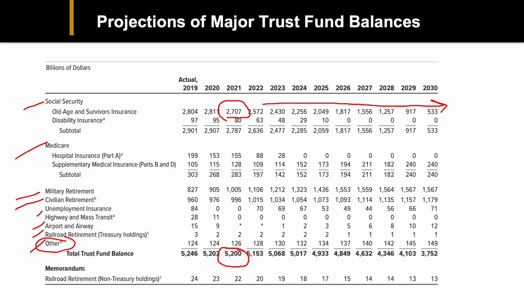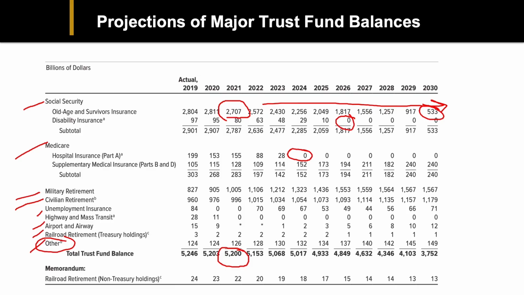It'll go down, down, down, and in roughly 10 years, it's going to be about half a trillion dollars from $2.7 trillion. You'll see the Social Security Disability Insurance, which is pretty large, going broke in 2026. They're going to run out of money. You see in Medicare, the hospital insurance, Part A, that goes broke in a few years.